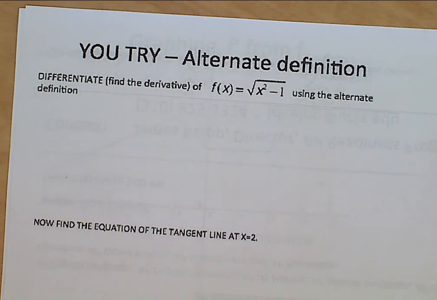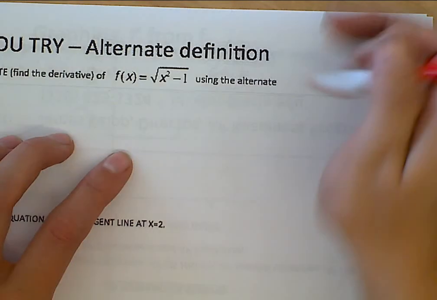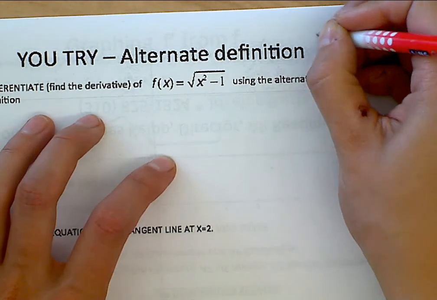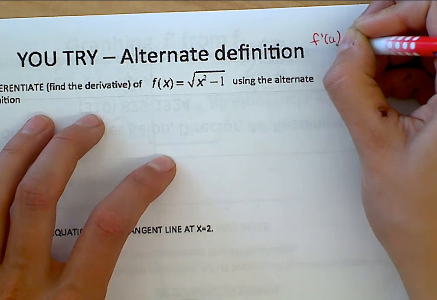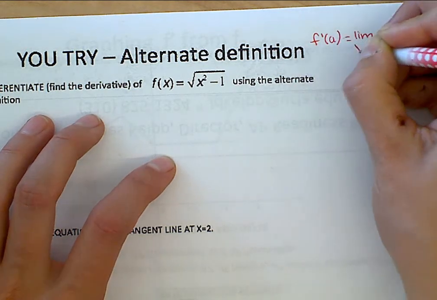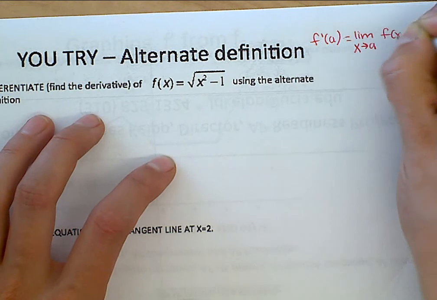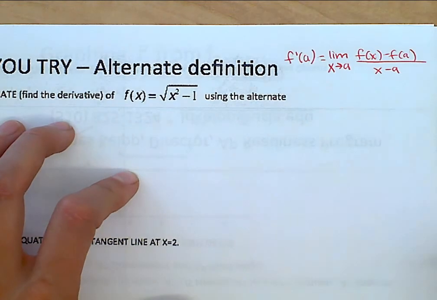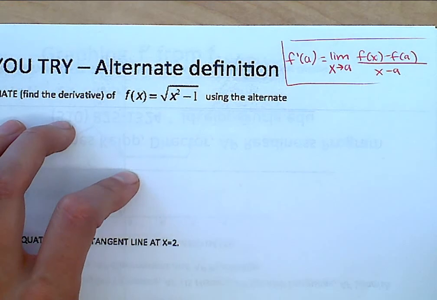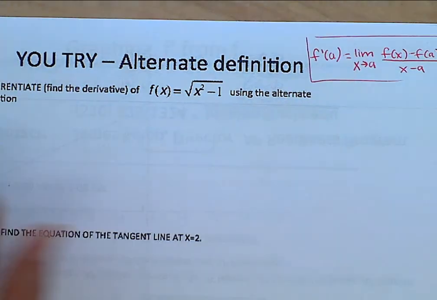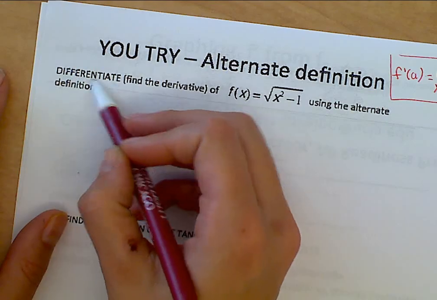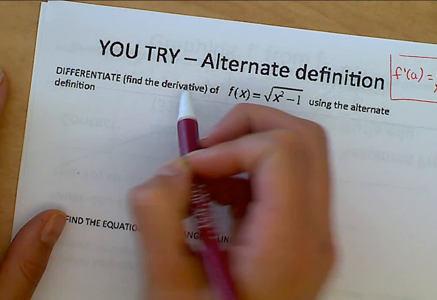Okay. So I'm just going to write it up here. Our alternative definition looks like this. It is still f prime of a, and it is the limit as x approaches a of f of x minus f of a over x minus a. Okay, so that is our alternative definition, and we can apply it here to find the derivative, which we can call differentiate. So differentiate is the verb to find the derivative.